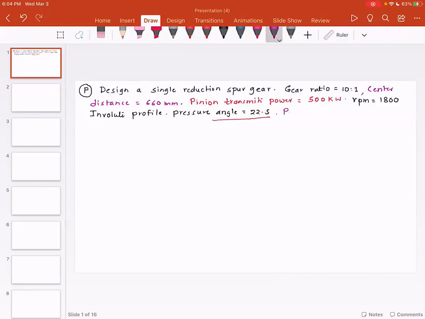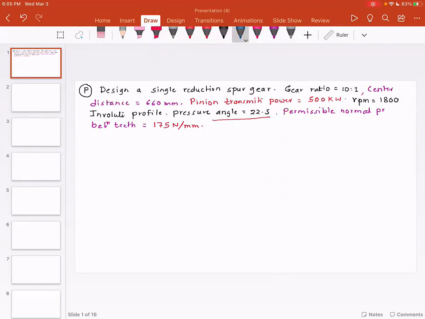And the permissible normal pressure between teeth is equal to 175 newtons per millimeter. Now, this is one way of specifying the contact load, which means we are just saying that the normal pressure between two meshing teeth cannot exceed 175 Newton per millimeter.